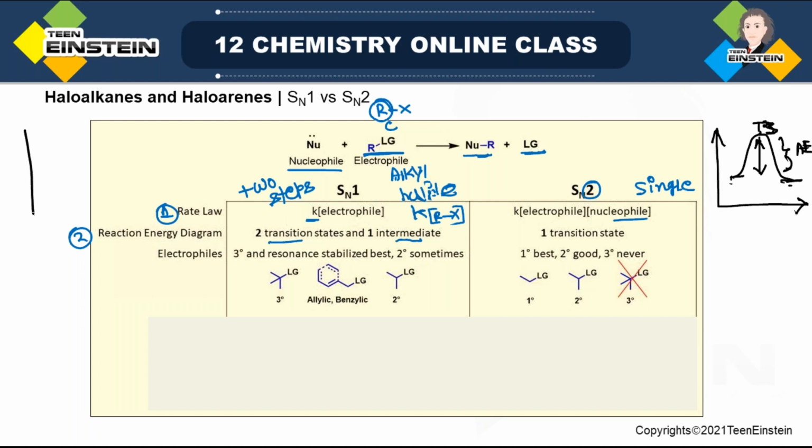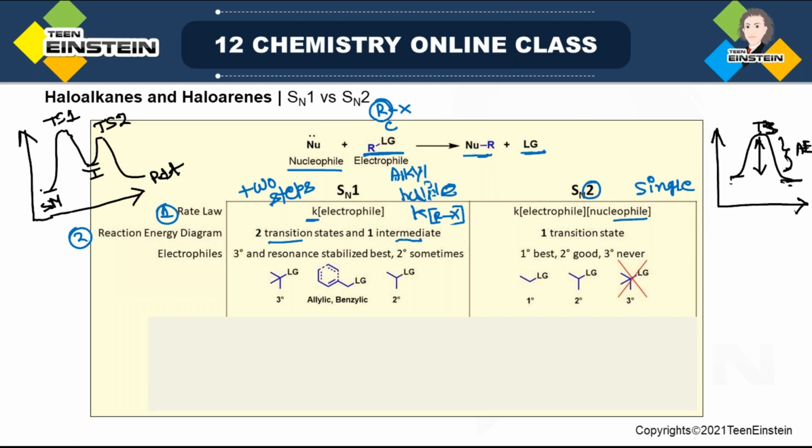But if it is SN1, now we know there are two steps, and the first step is the slow step. So for the first step, activation energy will be high, and this is the initial position, this is the intermediate, and finally you are getting product. So this is TS1, the first transition state. This is TS2, the second transition state. This is the position of the intermediate. This is the starting material, and this is the product.